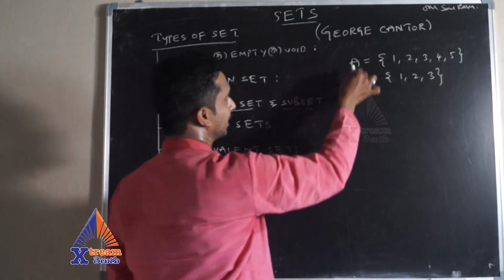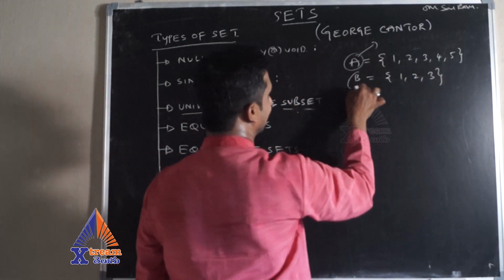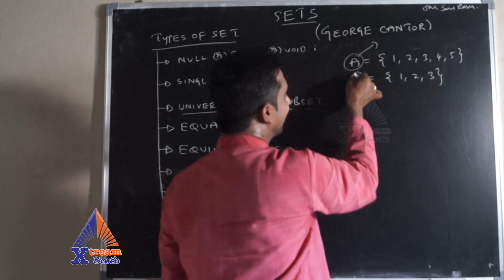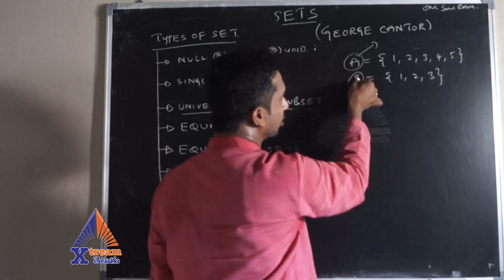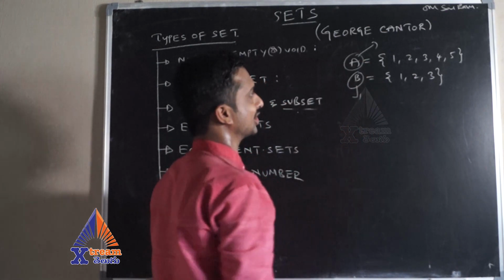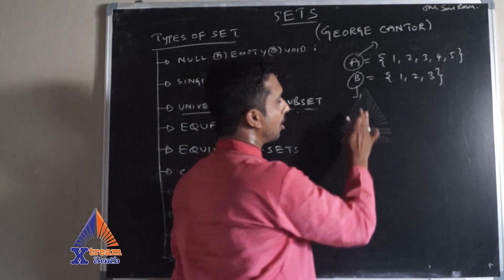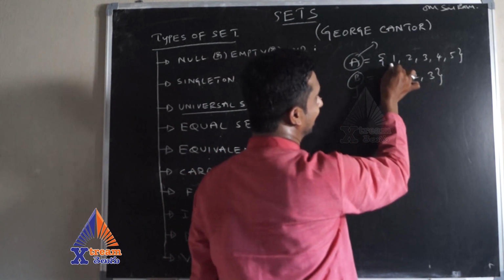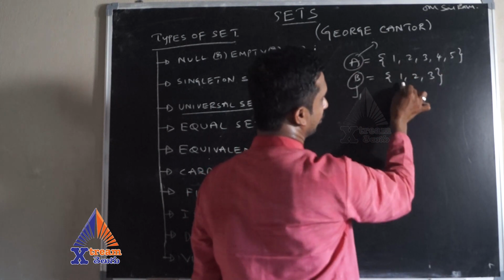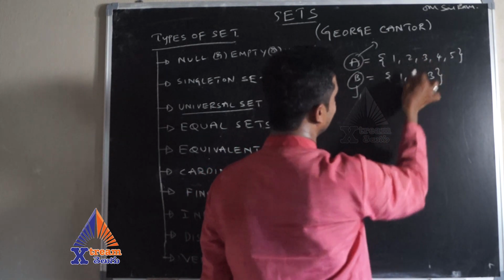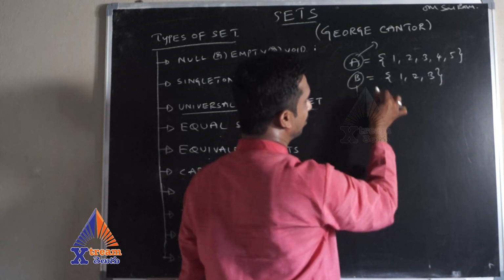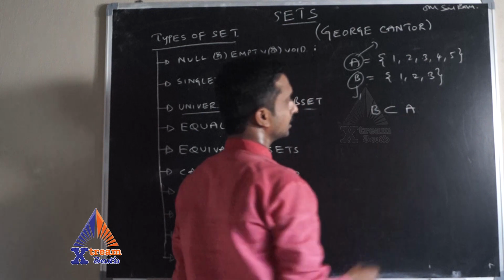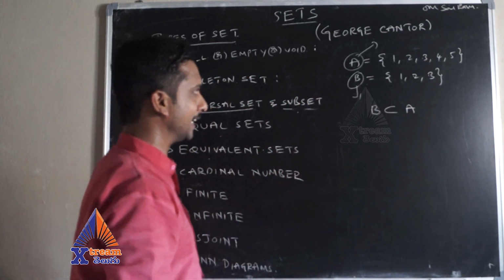So we all know A is a set and B is also a set. Between both the sets, how is the relation? See here, all the elements of B are present in the set A. So 1 is there, 2 is there and 3 is there. So I can say B is a part of A. So B is a subset of A.